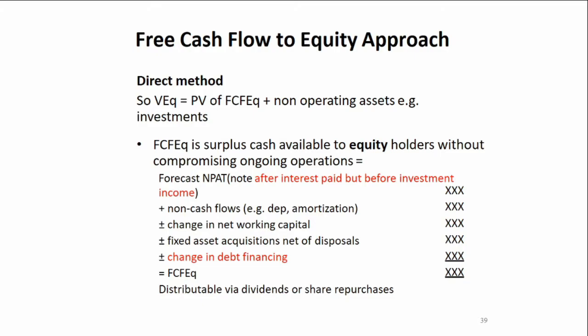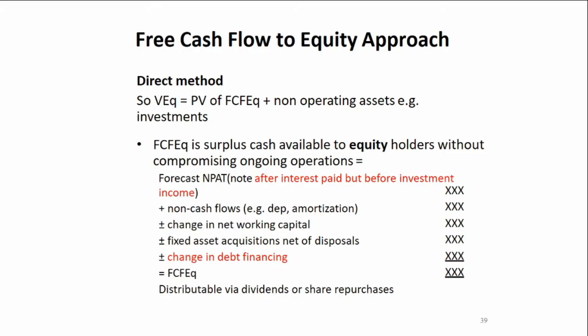Then we also need to take into account changes in net working capital. So just like we did for the enterprise approach, any movement in the working capital balance will result in a cash inflow or cash outflow depending on whether the working capital balance is increasing or decreasing. Then we also need to take into account any fixed asset acquisitions and disposals. Obviously, a fixed asset acquisition is going to result in a cash outflow, and a disposal of an asset will result in the proceeds on the disposal, which will be a cash inflow.